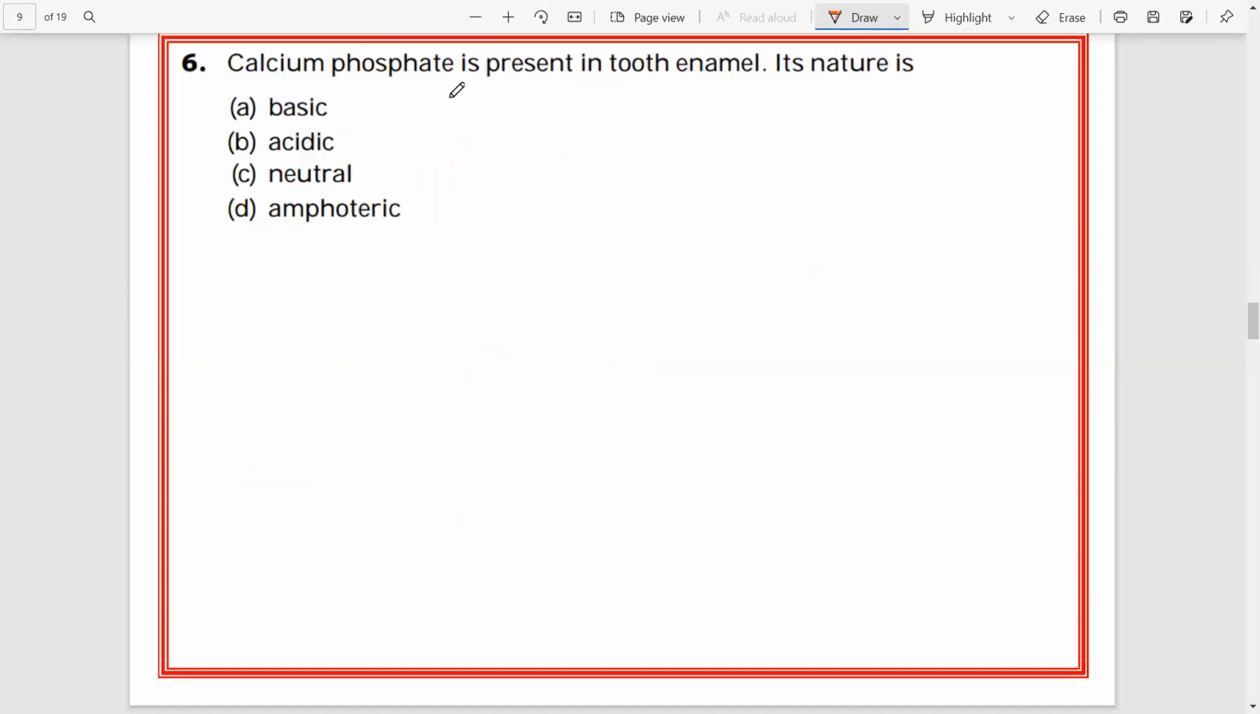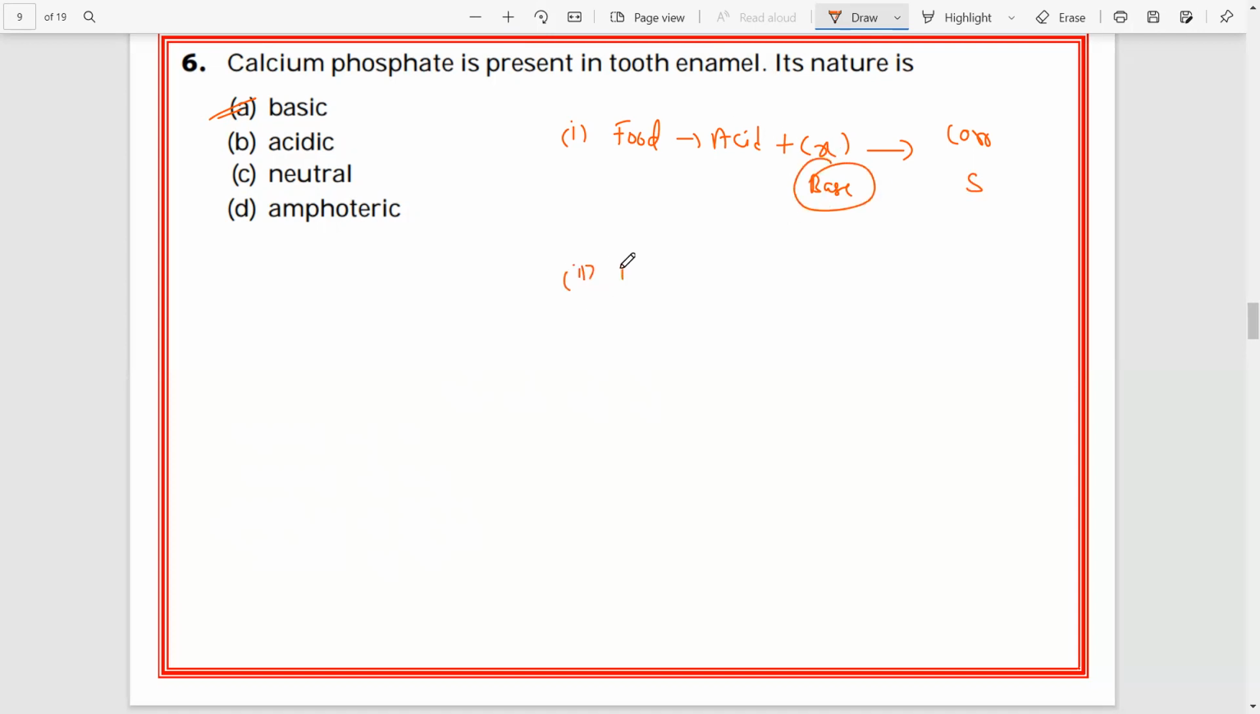Number 6. Calcium phosphate is present in tooth enamel. Its nature is? On the tooth we have one chemical called calcium phosphate. Is that acidic, basic, neutral, or amphoteric? They are asking. Answer is quite simple. It is base. There are 2 things we can understand. Number 1, the food we are eating contains acid, and the tooth enamel will be corroded. How? Acid should mix with some X such that we get that corrosion. That X must be base, such that acid plus base gives rise to salt. So from this condition we can say tooth enamel is base.